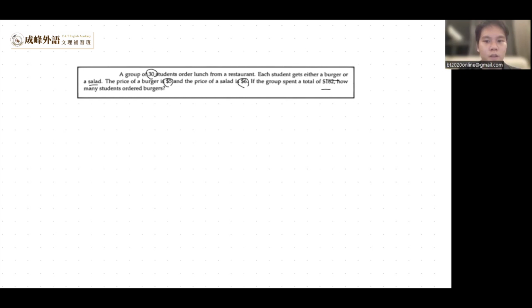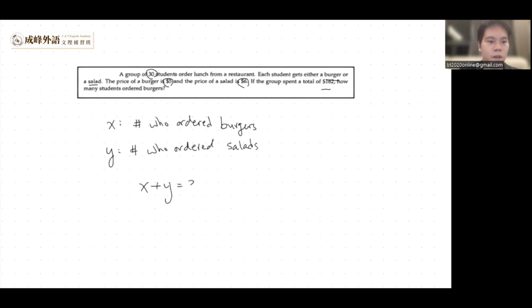We're going to let X be the number of students who ordered burgers. We're going to let Y be the number who ordered salad. We can then make two equations right here. X plus Y equals 30. This is the amount of people who order burgers plus the amount of people who order salad. They should be in total 30 because we have a group of 30 students here.